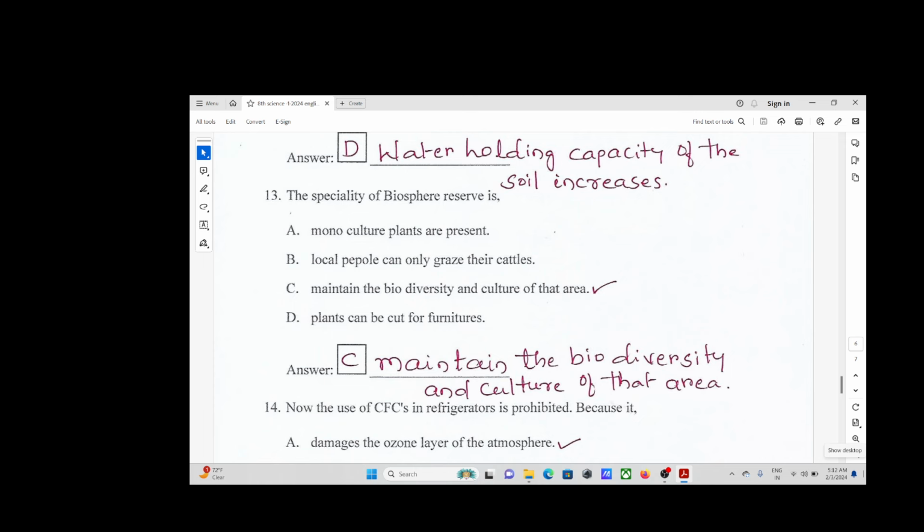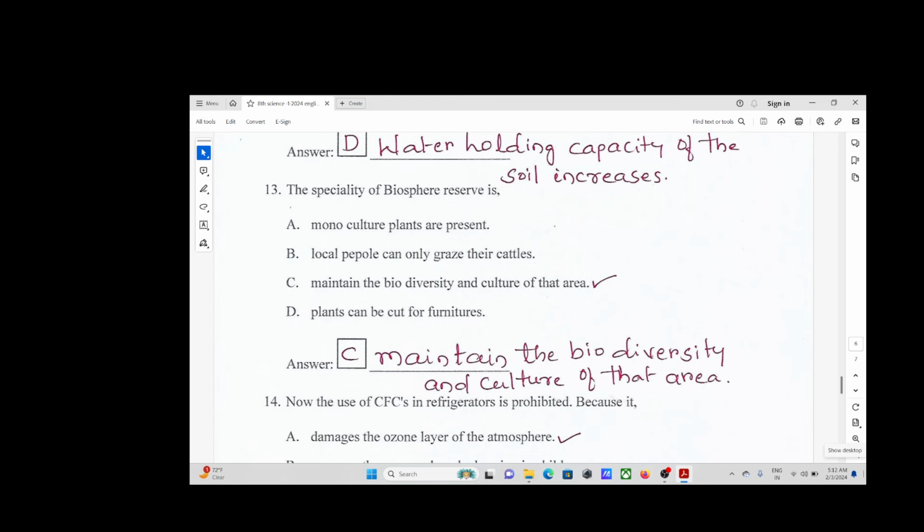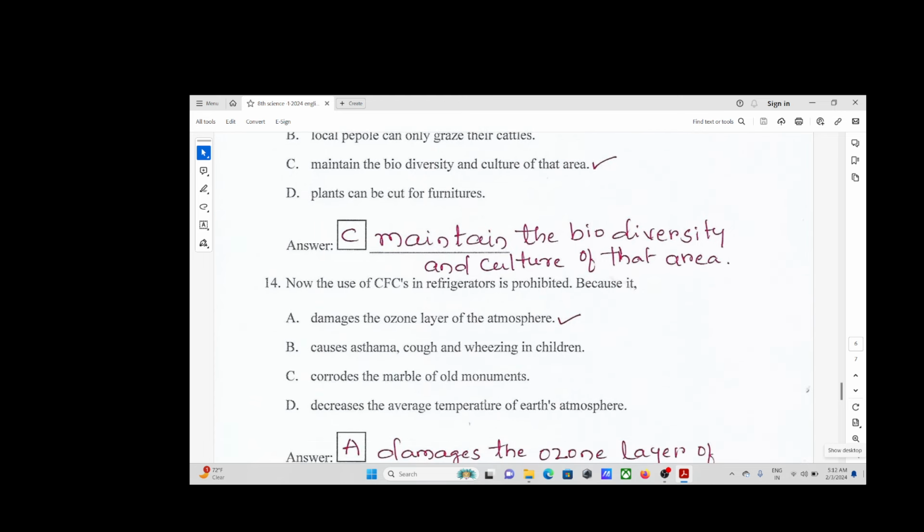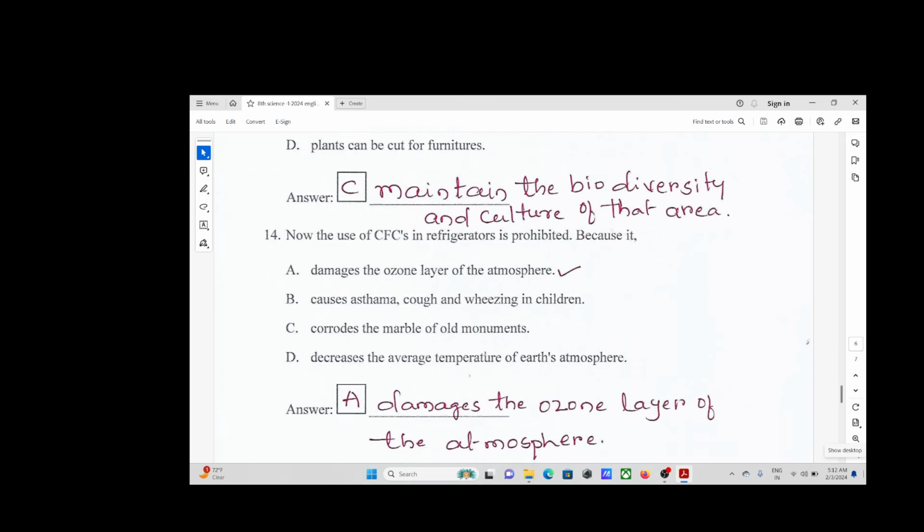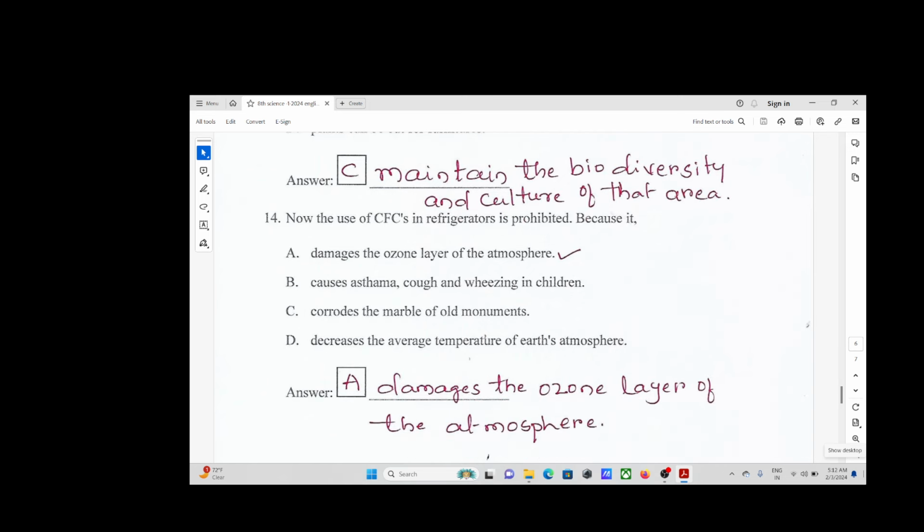Question number 14. Now the use of CFC in refrigerators is prohibited because it, option A, damages the ozone layer of the atmosphere. B, causes asthma, cough and wheezing in children. C, corrodes the marble of the old monuments. D, decreases the average temperature of Earth's atmosphere. Correct answer is option A, damages the ozone layer of the atmosphere.